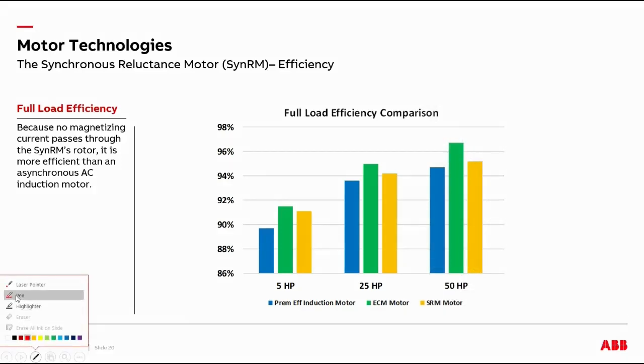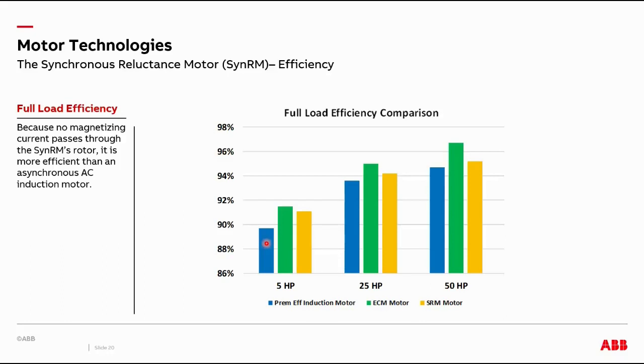So now let's look at efficiencies. The SynRM doesn't operate by inducing current into the rotor. As a result, it avoids the I²R losses and the heat generation that the induction motor has. You can see here that the SynRM motor efficiency is just slightly less than the ECM, but improved over the premium efficient induction motor.